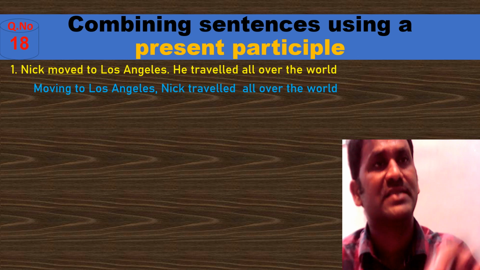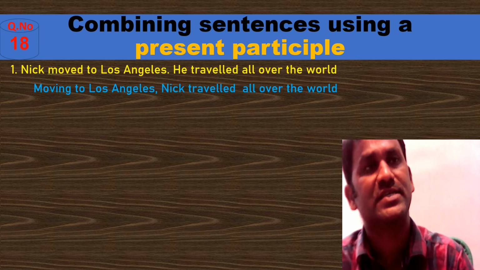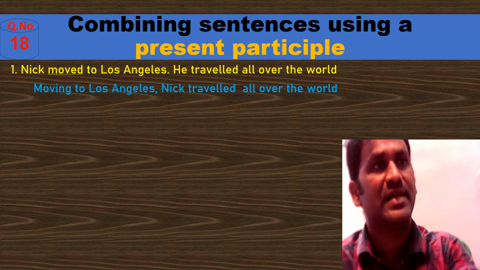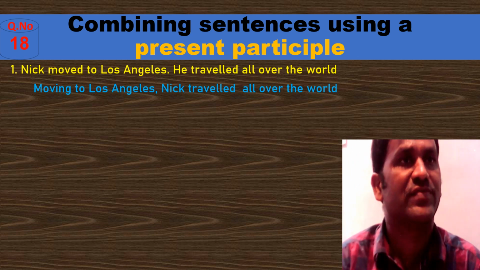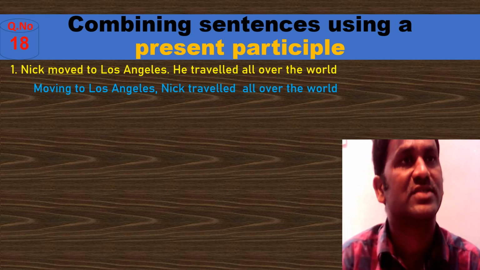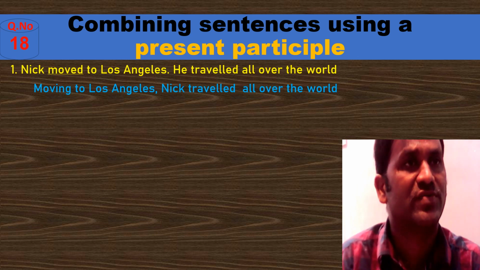But in the second sentence, he is there. What is he there? Who is he there? Nick. So you have to change the word he with the Nick. That's all. So moving to Los Angeles, Nick traveled all over the world.